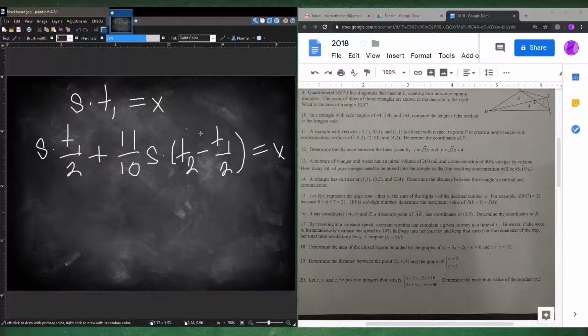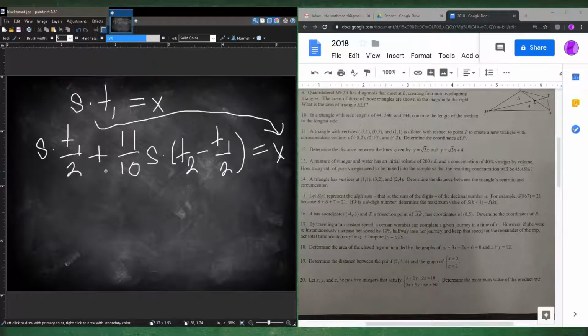So you see what we're gonna do? We just gotta substitute x in here. So we have s times t1 over 2 plus 11 over 10 s times (t2 minus t1 divided by 2) is equal to s times t1. I'm not going to substitute it in because I don't have the room for it. But basically, if you just think about it, you're just going to put this here. This is the same thing. This is equal to x and this is equal to x. So you just plug that in.